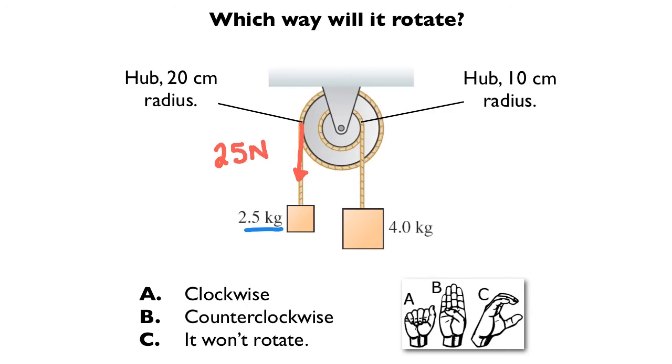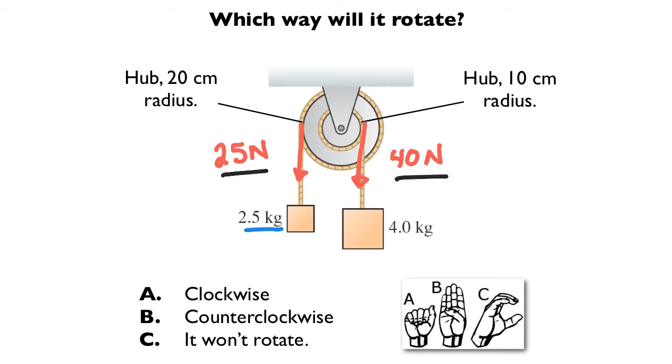There's a tension in the rope over here as well. It's a 4 kilogram mass, and so the tension in the rope is going to be 40 newtons. I'm just doing a quick estimation. I'm assuming g is equal to 10 here, and actually that wouldn't affect the outcome. So I have a bigger force on the right than I do on the left.